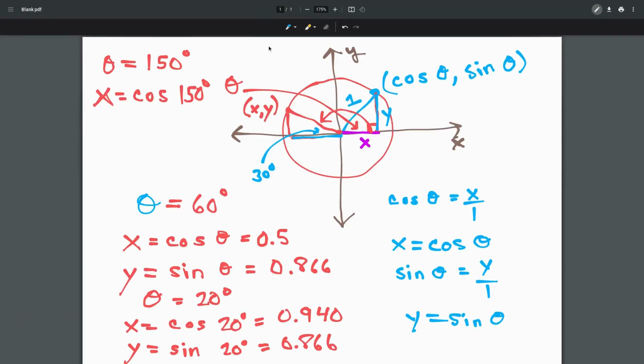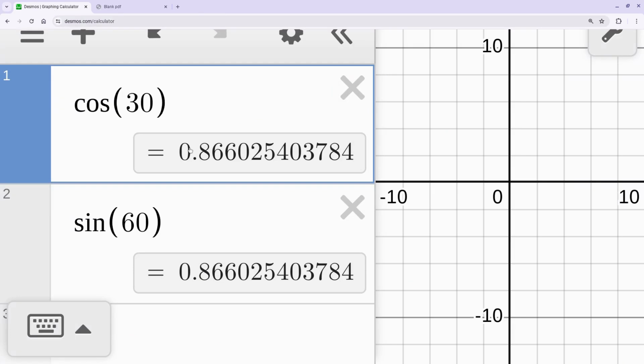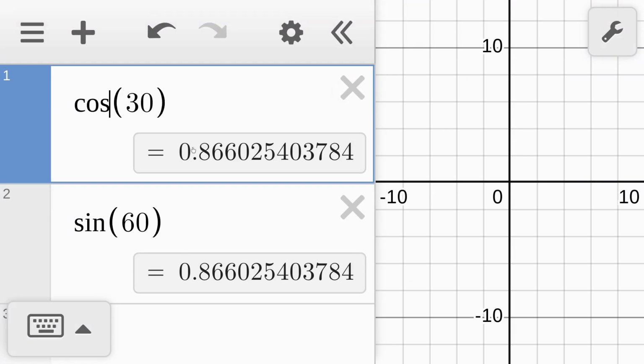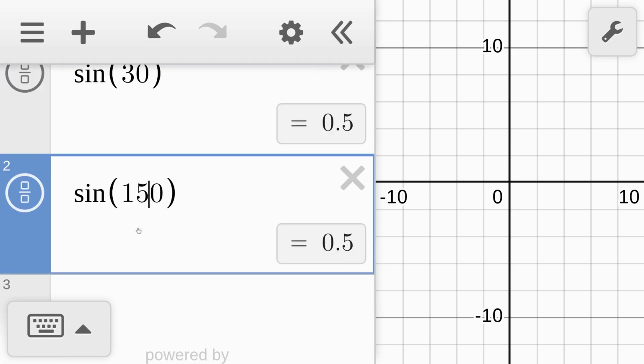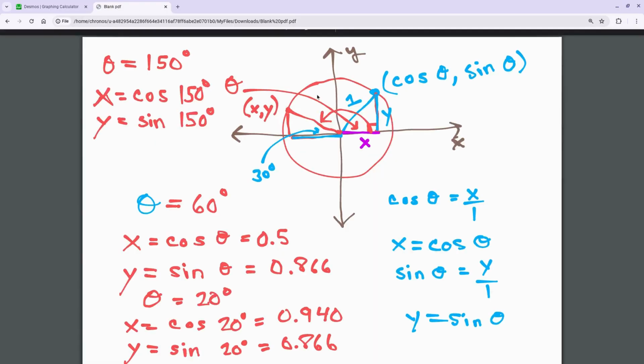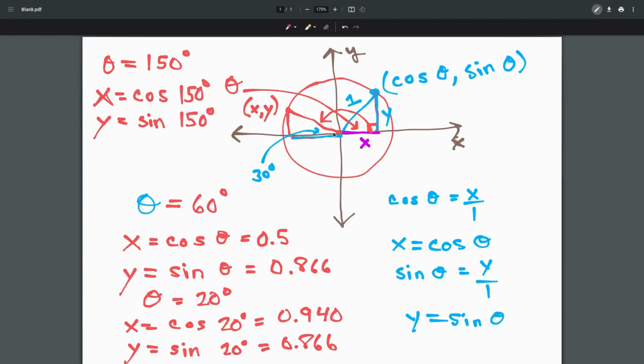Now let's do the sine value. So y equals the sine of 150, which should be the same as the sine of 30 because they're both positive, right? So let's do sine of 30 is 0.5, sine of 150 is also 0.5. Okay, so you can figure this stuff out in this quadrant here.